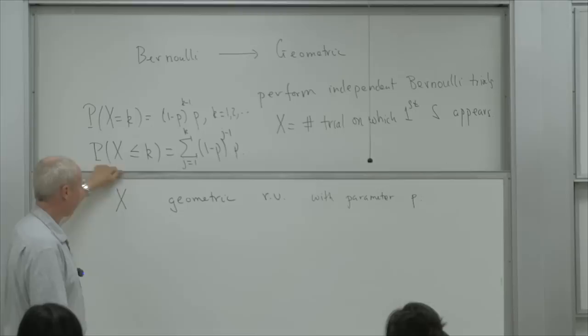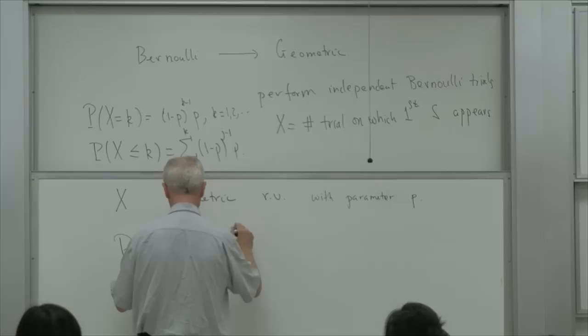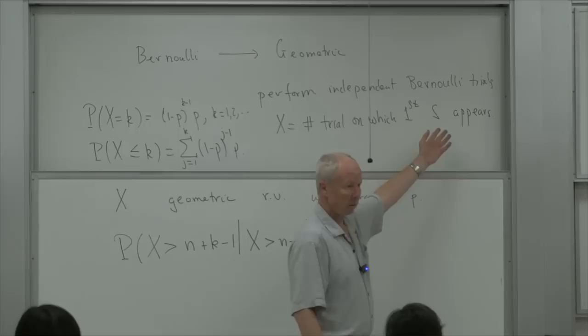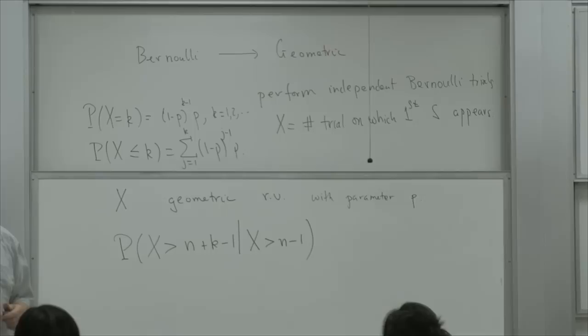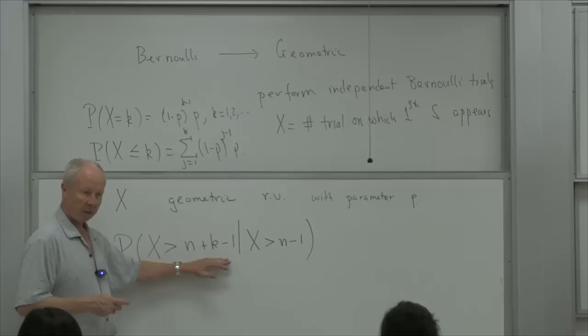Now I want to do a conditional probability. I want to compute the probability that what? What's the interpretation of X again? It's the trial on which the first success appears. So it's like p is 1/6. This is the same as rolling a die until the first one appears. And the number of rolls it takes, the numbered roll on which the first one appeared, that's the value X. So what's the probability that the first success occurs after this trial, given that it didn't occur in the first n minus 1 trials?